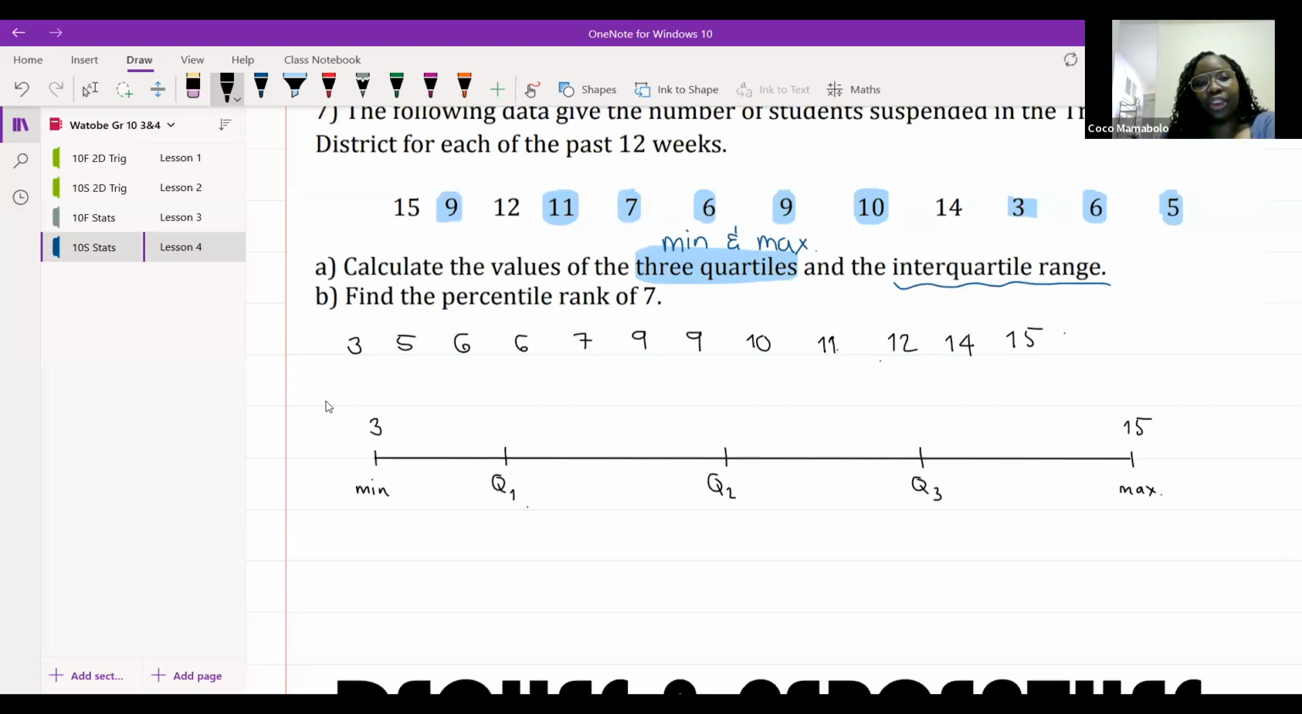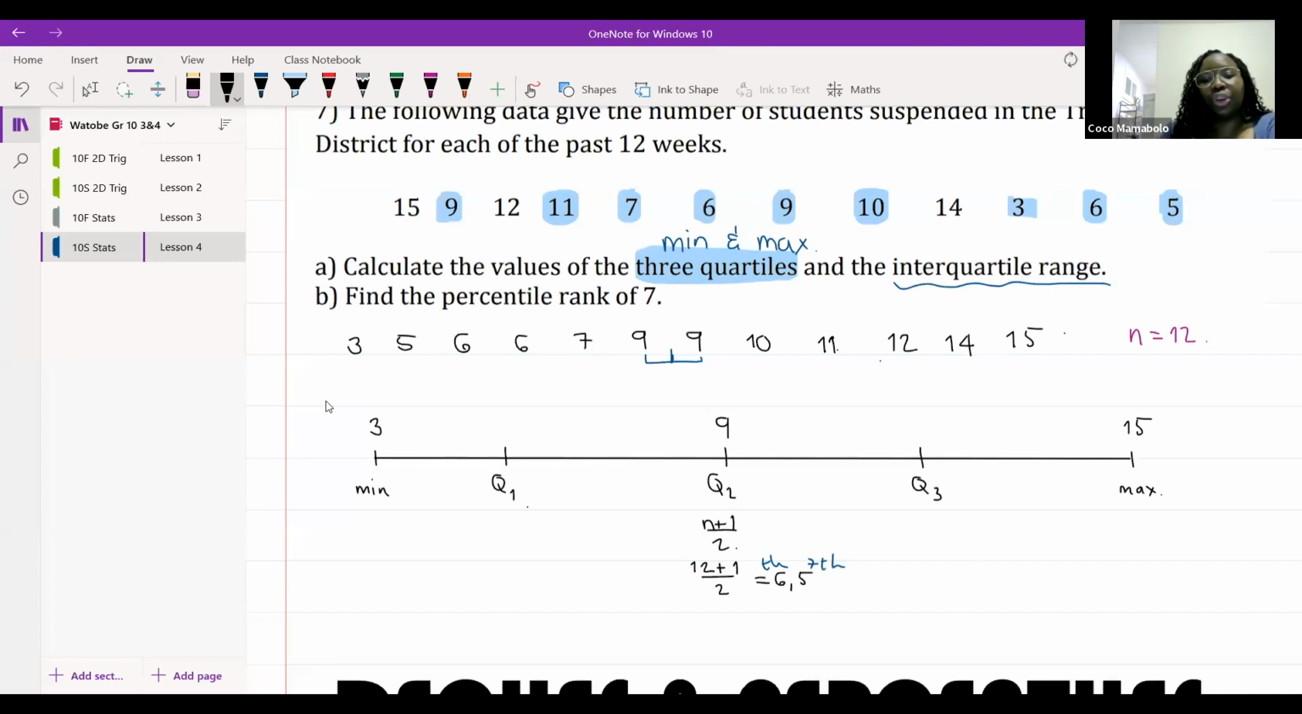Okay, to find my Q2, how many data values do I have? 12 of them, so n is equal to 12, right? So I'm going to have (n plus 1) divided by 2, so 12 plus 1 divided by 2, that is 6,5. So I know that my median is going to lie in between my 6th number and my 7th number. So I'm going to count 1, 2, 3, 4, 5, 6, 7. My 7th number lies in between 9 and 9. The median in between 9 and 9 is just going to be 9. So my answer over here is 9.